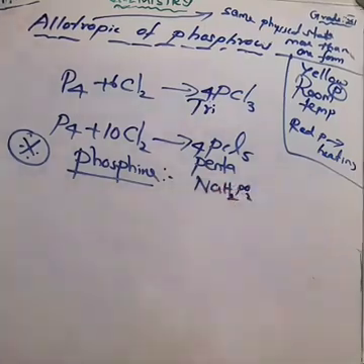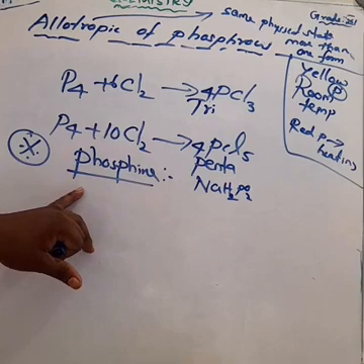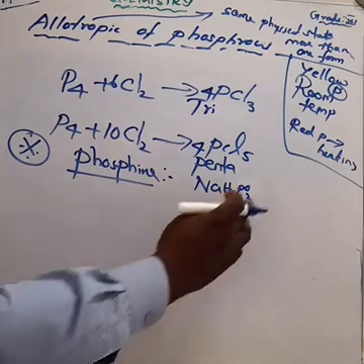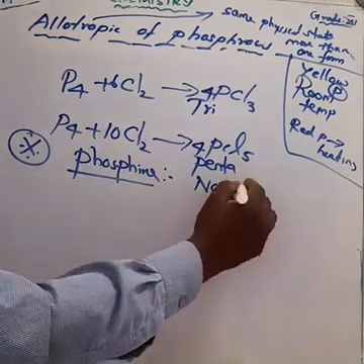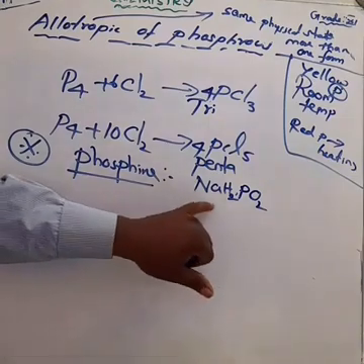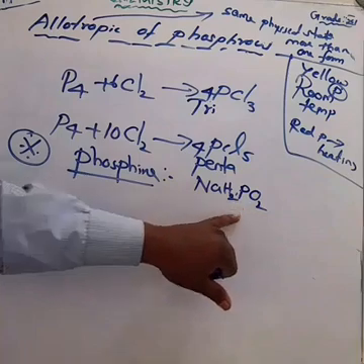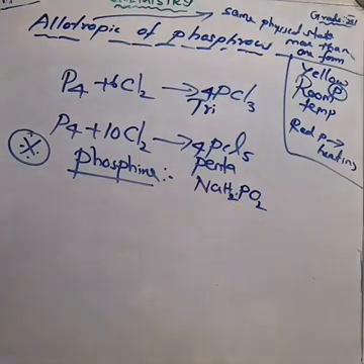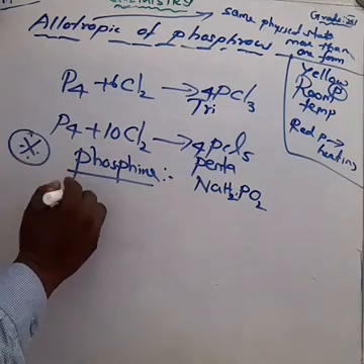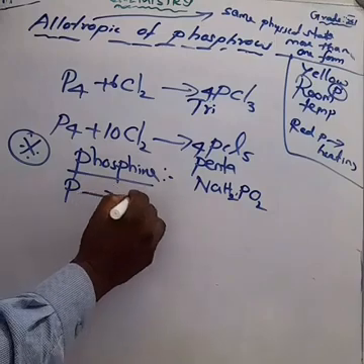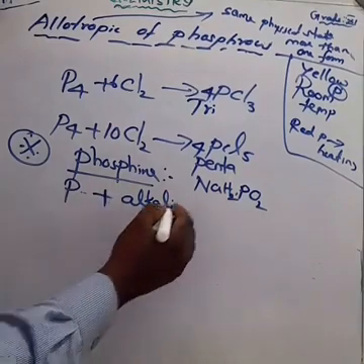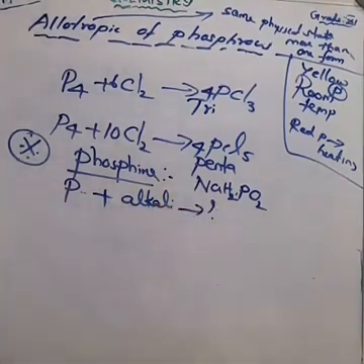There are 3 possible questions. One is, how is phosphine prepared? Another one, how is sodium hypophosphite prepared? Another question, what happens when phosphorus reacts with alkali solution? These are the 3 possible questions here. Anyhow, we can discuss them. Okay.